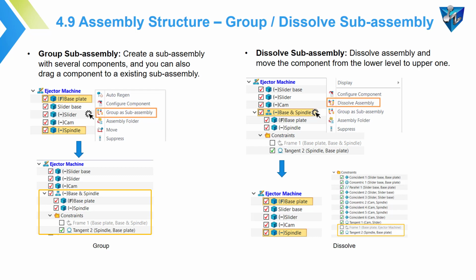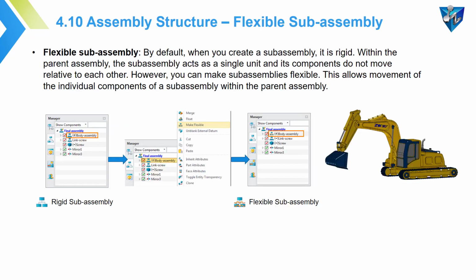For subassembly, as you know, it can be seen as an entirety in the parent assembly, so we cannot verify the components' movements inside it. In other words, it's rigid. So if we want to do it, we need to make it flexible. Okay, now let's move over to ZW3D to check out more details.